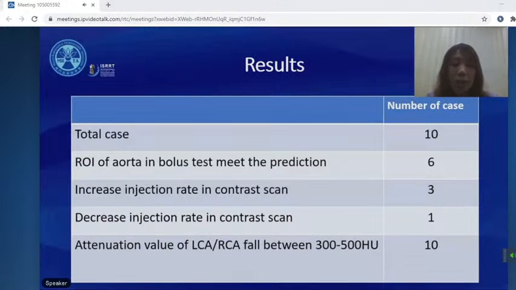So far, I have done some statistics with 10 cases that we did recently. For every case after the bullet test, we found 6 cases that met the prediction, with no need to change the injection rate in the CCTA scan. 3 cases needed to increase the injection rate in the contrast scan. 1 case needed to decrease the injection rate in the contrast scan. And finally, in all 10 cases, the attenuation value of the coronary arteries fell within the range of 300 to 500 HU.